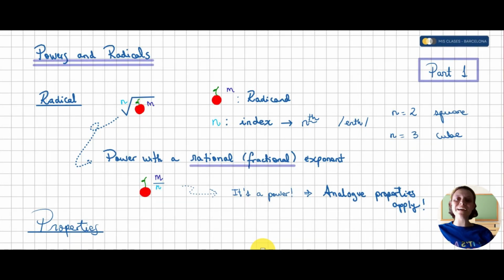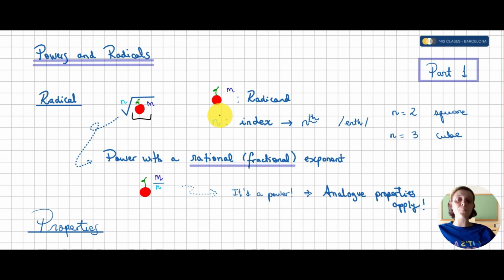Guys, this is Mariana, and in this video, we're going to begin our study of radicals. So here we go. See here that we have written a radical with all its parts, and we're going to explain each part one by one. First, we have the radicand, which is this expression right here.